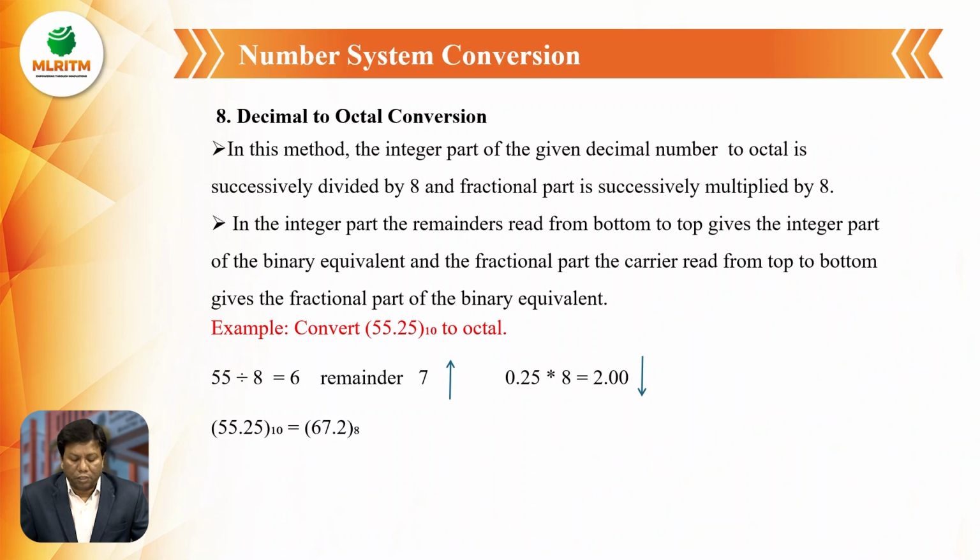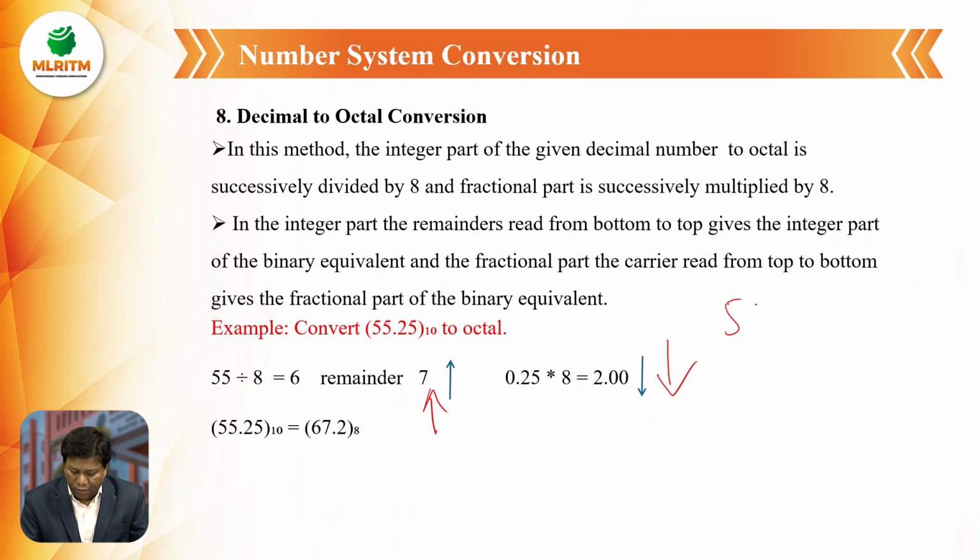Decimal to octal conversion. In this method, the integer part of the given decimal number is successively divided by 8 and the fractional part is successively multiplied by 8. In the integer part, the remainders are read from bottom to top, and in the fractional part, the carries are read from top to bottom.